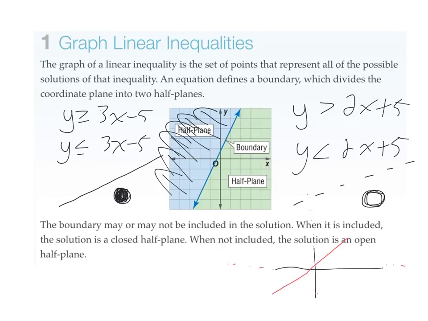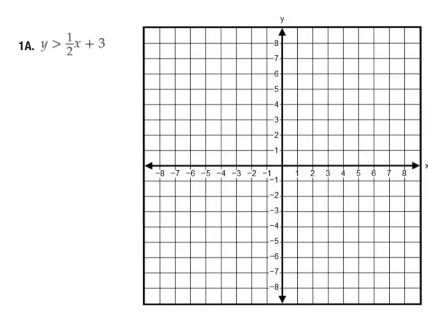Again, the line is called the boundary, and sometimes the boundary can be part of the answer and sometimes it can't. So I'll just show you on the first one what this would look like. Here we have an inequality that is already in slope-intercept form, and so we're going to start graphing that just like we would graph a line.